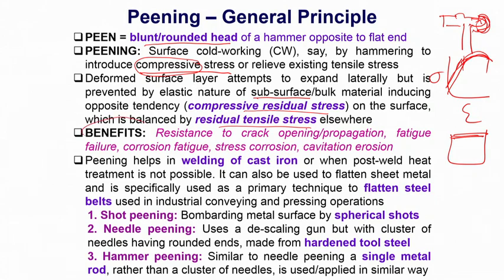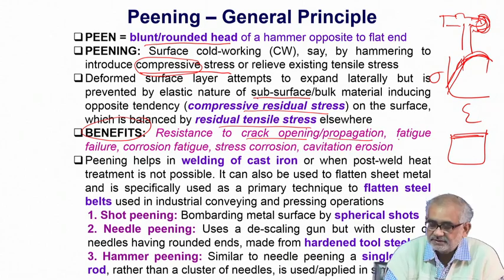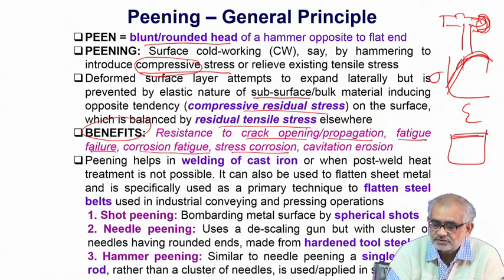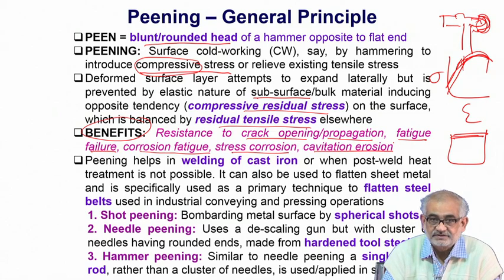So, what are the benefits? Why do we intend to do that? This kind of residual state of stress, which is compressive in nature, is useful because it provides resistance to crack opening or propagation, it improves the fatigue life or reduces fatigue failure, and it creates resistance to corrosion fatigue, stress corrosion, or cavitation erosion. So, all these surface damages are reduced, minimized, or in some cases even prevented if we can create such a state of stress which is compressive in nature.